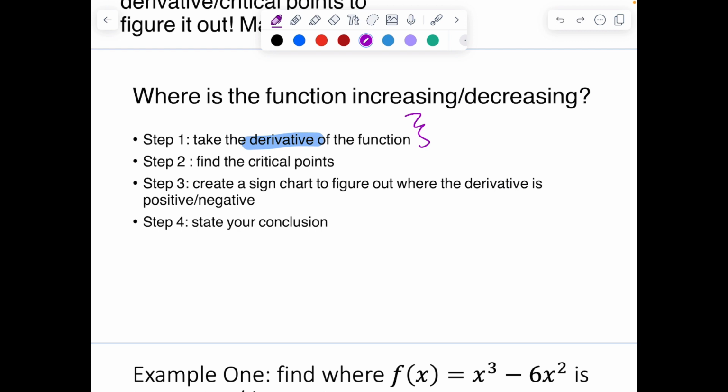So I'm going to write "or acknowledge that you have the derivative." Okay, so that is step one.